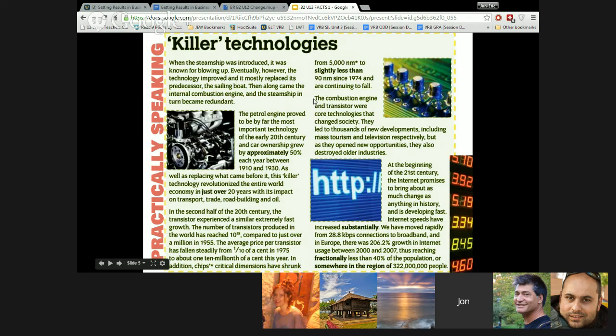Odie, I think you are up for the combustion engine. The combustion engine and transistor were core technologies that changed society. They led to thousands of new developments, including mass tourism and television respectively. But as they opened new opportunities, they also destroyed old industries.